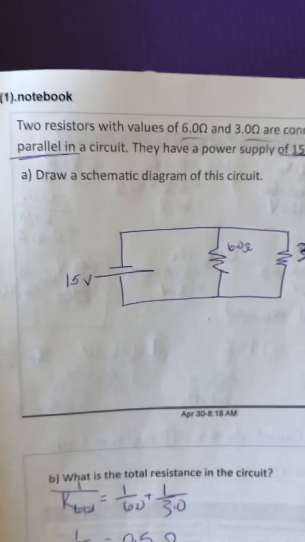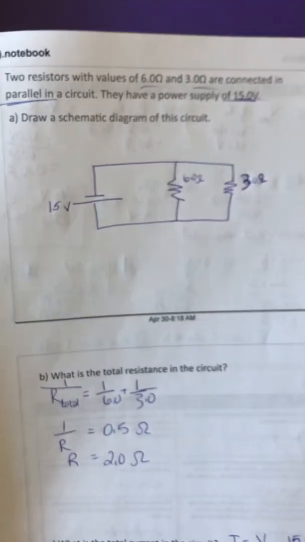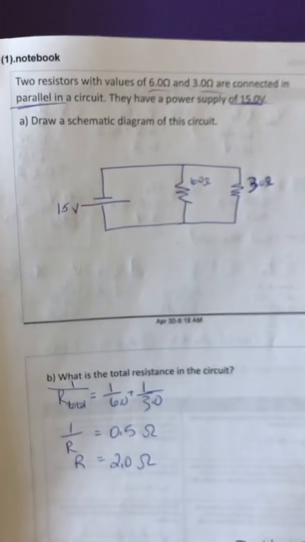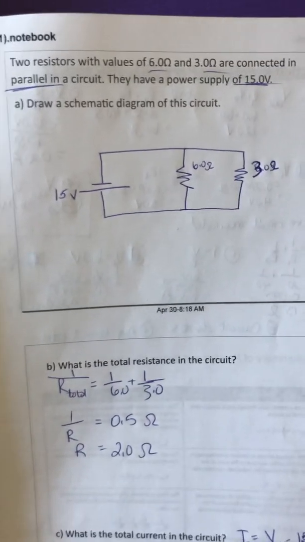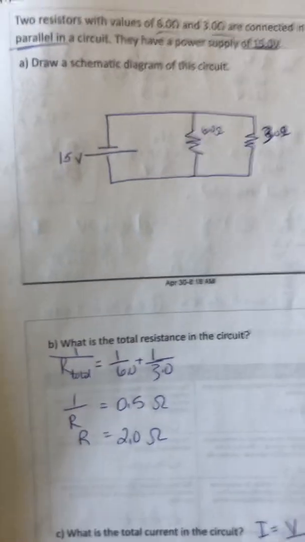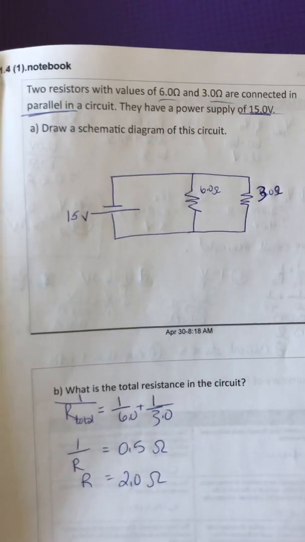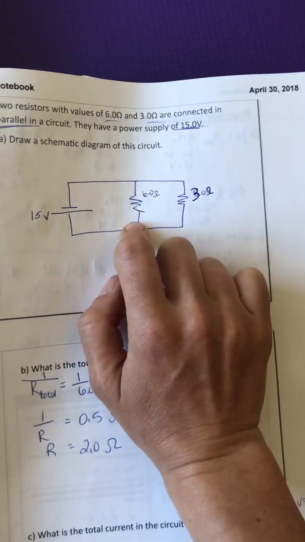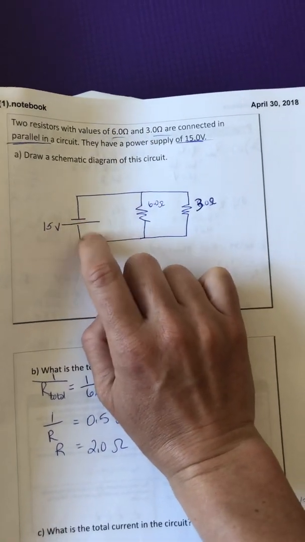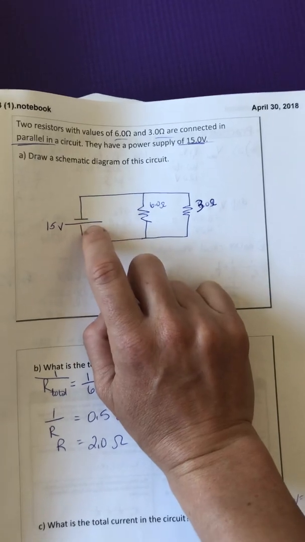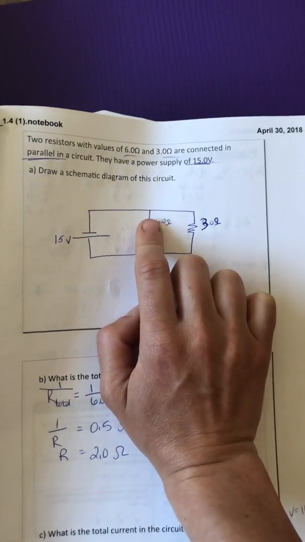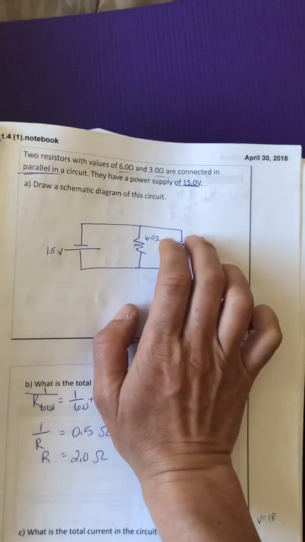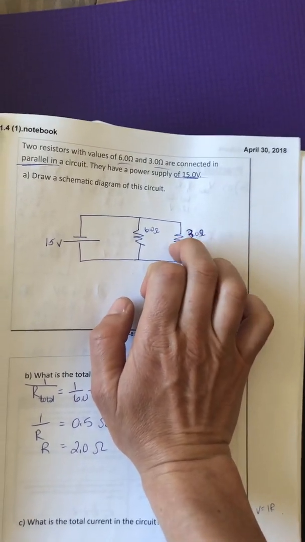Okay. So 2 resistors with values of 6 and 3 ohms are connected in parallel in a circuit. They have a power supply of 15 volts. Draw a schematic diagram of this circuit. Again, we have 2 resistors and it's parallel, so that's why we have the alternate pathways here. We have our 15 volts as our power supply, then a 6 ohm resistor in one part of the circuit and a 3 ohm resistor in the other part of the circuit.